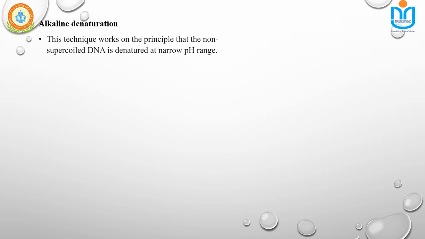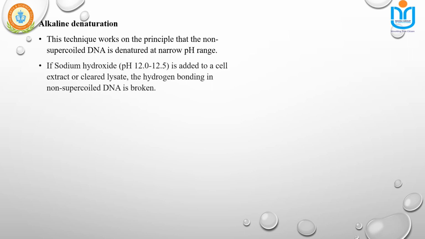Alkaline denaturation. This technique works on the principle that non-supercoiled DNA is denatured at a narrow pH range. If sodium hydroxide at pH 12 to 12.5 is added to a cell extract or cleared lysate, the hydrogen bonding in non-supercoiled DNA is broken. The double helix unwinds and the polynucleotide chains are separated.